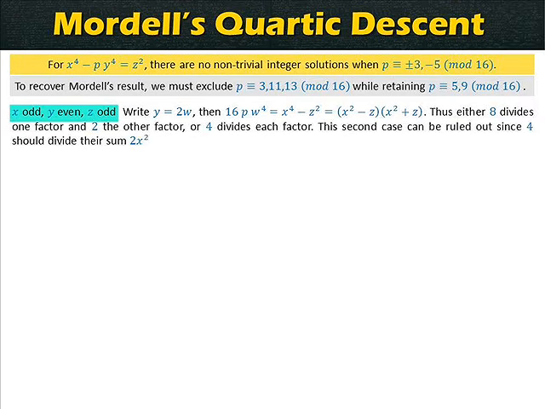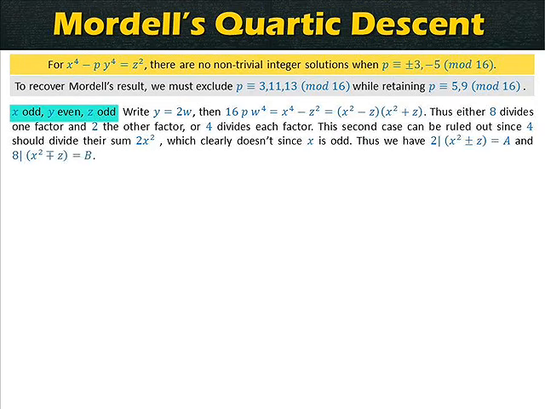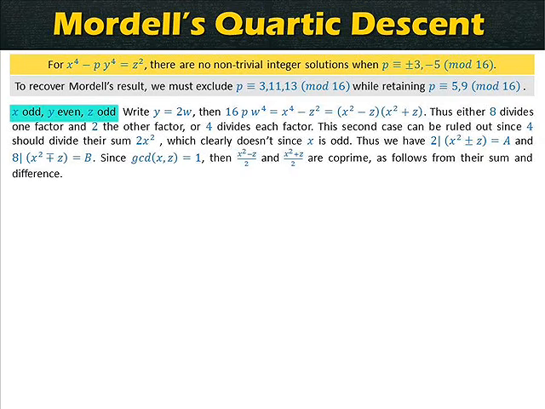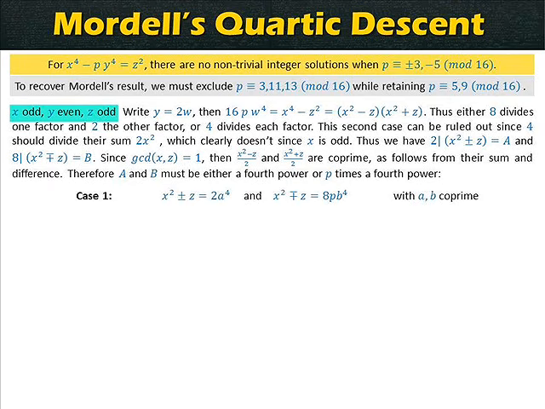Thus, either 8 divides one factor and 2 the other factor, or 4 divides each factor. This second case can be ruled out since 4 should divide the sum, which clearly doesn't since x is odd. Thus, we have that 2 divides one of the factors and 8 the other. Since x and z are coprime, then the factors divided by 2 are coprime too, as follows from the sum and difference. Therefore, the factors must be either a fourth power or p times a fourth power. So we have to analyze two cases.